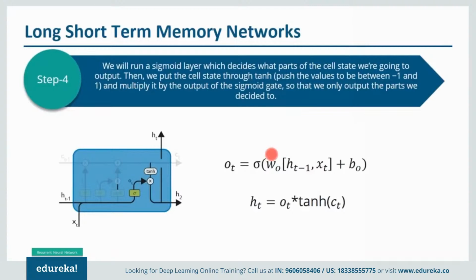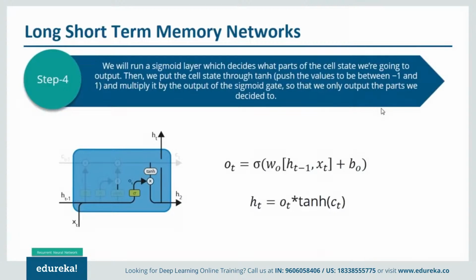Alright, now I'll take the example of that language model again. Since it just saw a subject, it might want to output information relevant to a verb, in case that's what is coming next. For example, it might output whether the subject is singular or plural, so that we know what form a verb should be conjugated into. Alright, and you can see from the equations as well. Again, we have a sigmoid function, and whatever output we get from there, we multiply it with tanh(ct) to get the new output.